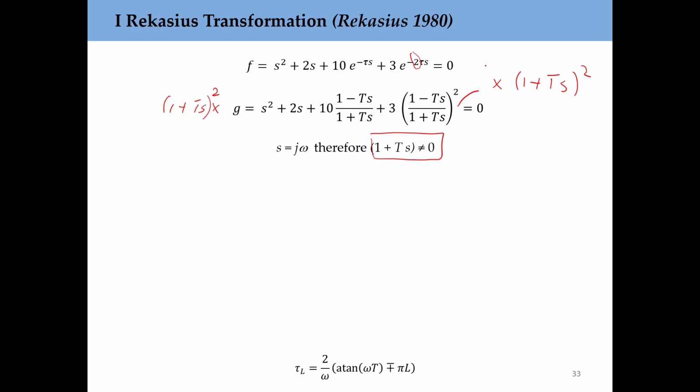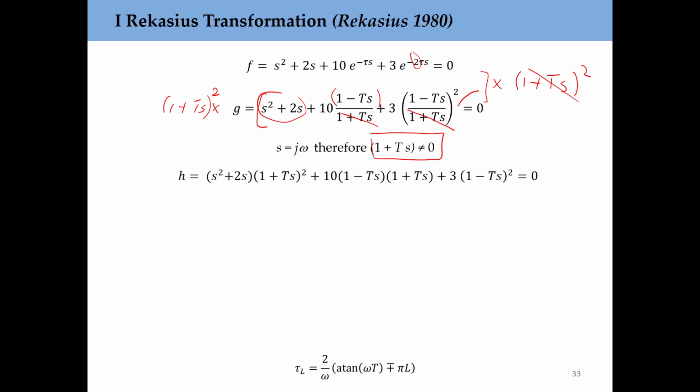And if you multiply this whole left-hand side here by 1 plus ts squared, this term will cancel with this one. One of these will cancel, but not both. So we're going to have a multiplier here next to this with 1 plus ts. And of course, this term will get another multiplier. Okay. So now, if you organize it, it's going to look in this form. And s squared plus 2s will get the 1 plus ts squared next to it. The other term will get only one of the 1 plus ts terms because the other one will cancel. And here we have 3 times 1 minus ts quantity squared is equal to 0.